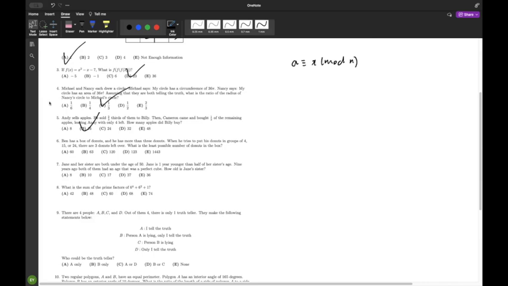Okay. So we need to use this in order to solve number 6.